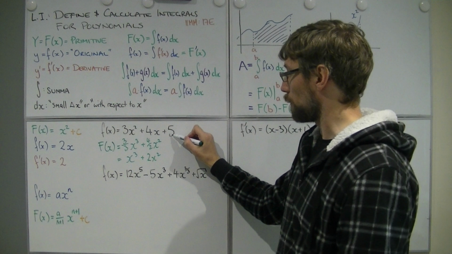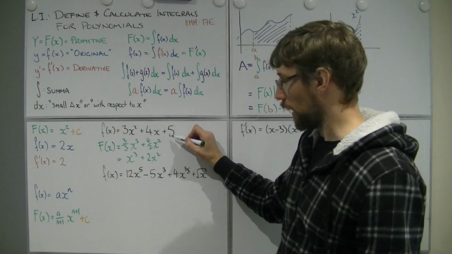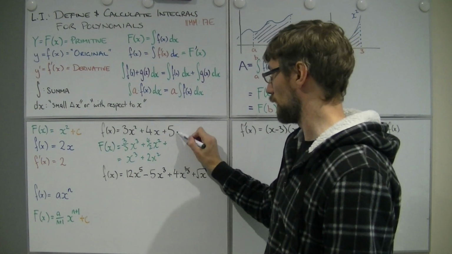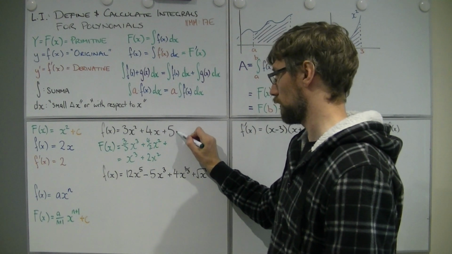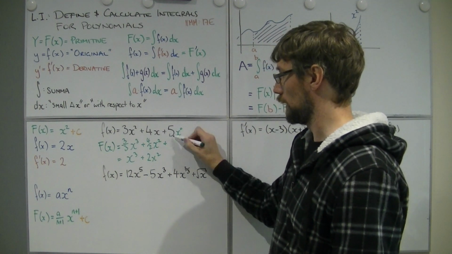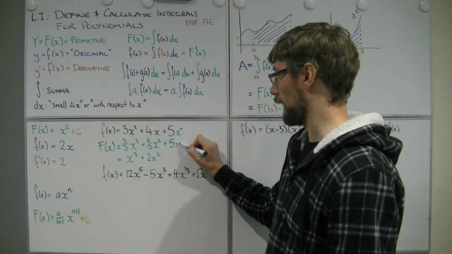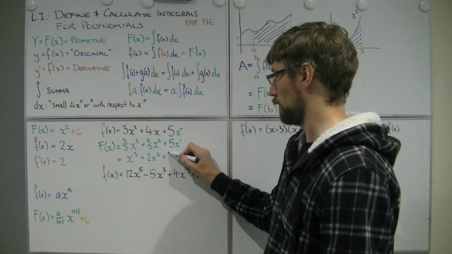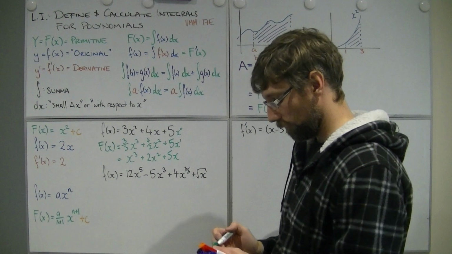This thing, power goes up by 1. Now that doesn't mean it becomes 5 squared. That means I've got this x that isn't here, right? Because I could do x to the power of 0, essentially. So now it becomes 5x to the 1. Well, that's just 5x. Brilliant.